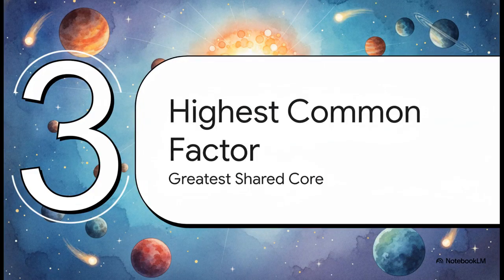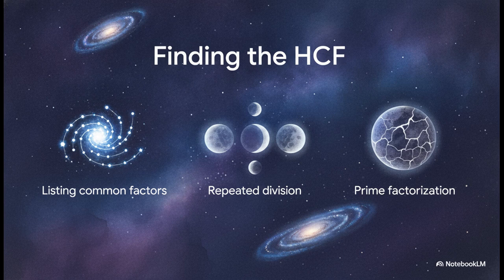Section 3, highest common factor, or HCF. So we've mastered the internal gravity of a single number. But what happens when we start comparing multiple planetary systems to find their greatest shared core? When determining the highest common factor, or HCF, you're looking for the largest common factor shared by two or more numbers. And you have a really handy trio of tools at your disposal to find it.